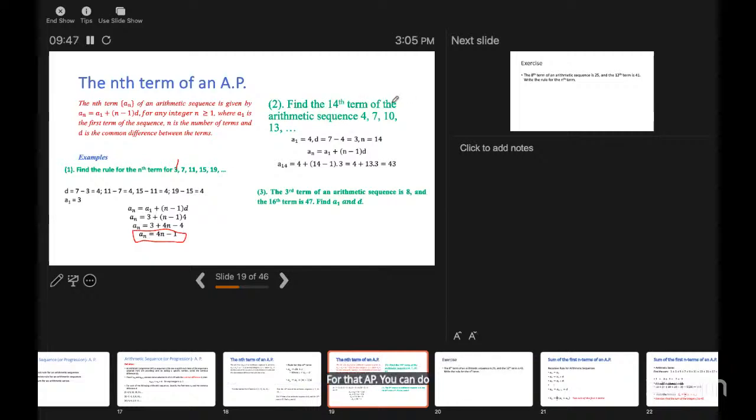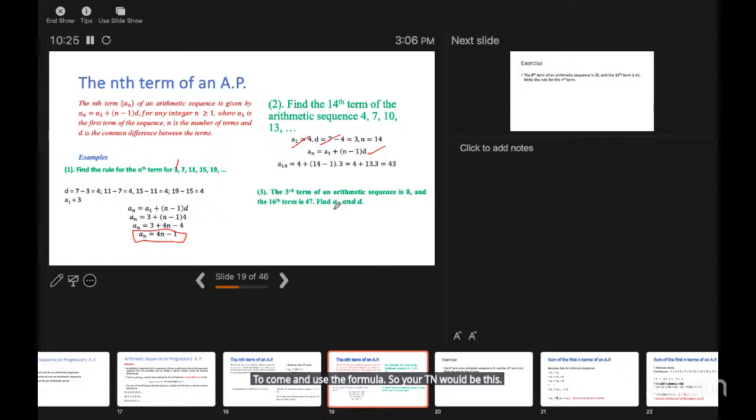You can do this: find the 14th term of the AP 4, 7, 10, 13. The 14th term means you want to find T14 or A14, so n will be 14. Looking at this, your A1 is 4. Your common difference is 7 minus 4, or 10 minus 7. And n is 14 because you want to find T14. So use the formula, and your Tn will be this.